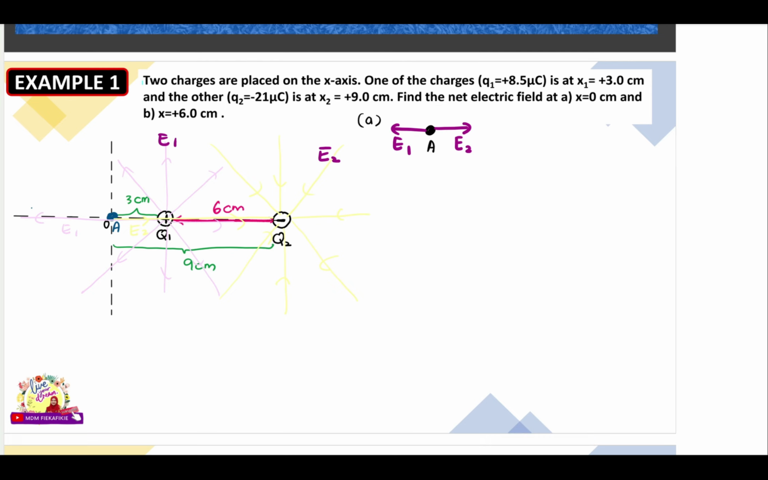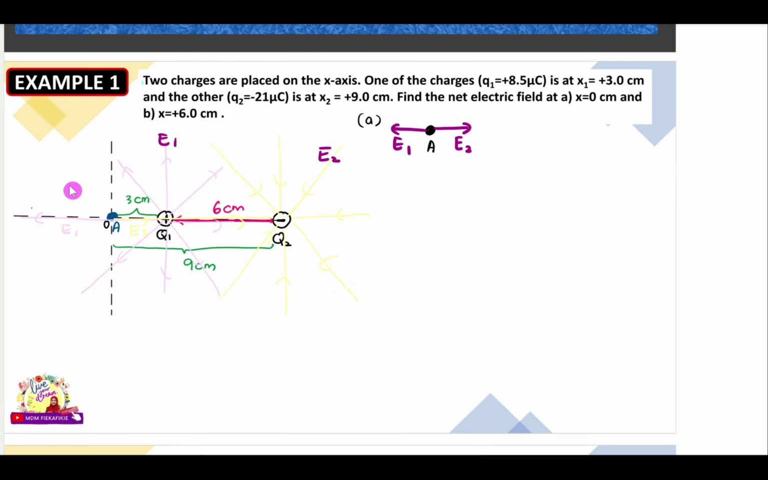So sebenarnya kalau you nak faham, you lukis electric field tu besar. So, tengok direction of the electric field E2. Kalau you tengok dekat sini, direction of the electric field E2 ni besar. Besar kita lukis. So, yang kena pada point A ni, to the right. Yang kena pada point A ni, kalau E1 pula adalah to the left, sebab dia outward.